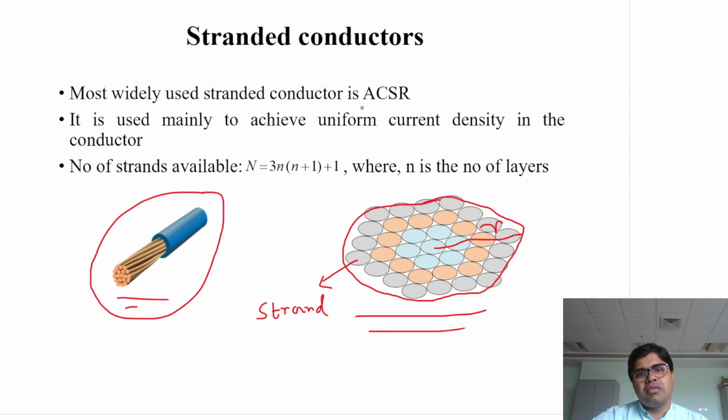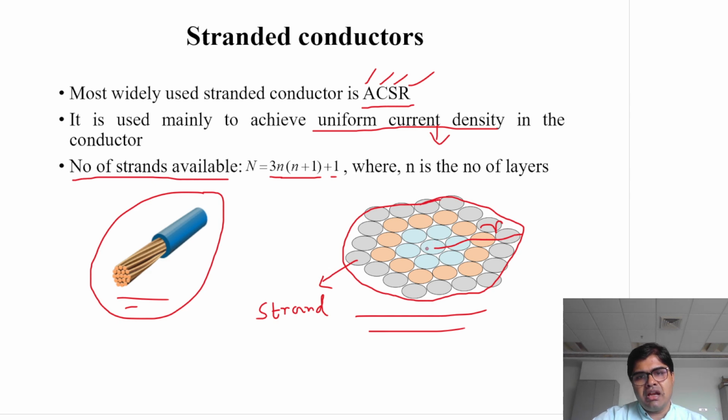Now ACSR is the most widely used conductor. ACSR stands for aluminium conductor steel reinforced. This is the most widely used conductor available. Why is it used? Mainly to achieve uniform current density. Why? I am coming to that in a moment. Now there is a definite formula available for the number of strands. The formula is 3n into n plus 1 plus 1, where n is the number of layers.